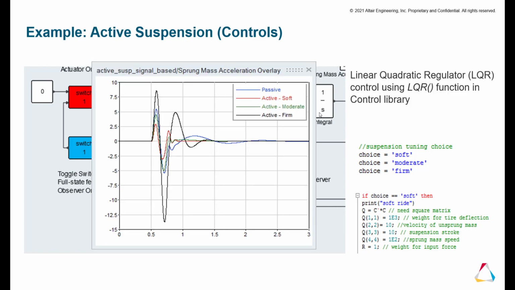So your output for something like this, to measure the effectiveness of your active suspension system, would be measuring the sprung mass accelerations using, in this case, 3 different types of an active suspension: active suspension with soft, moderate, and firm gains. And so you can measure the response of your system and decide what are the best parameters of your active suspension system.